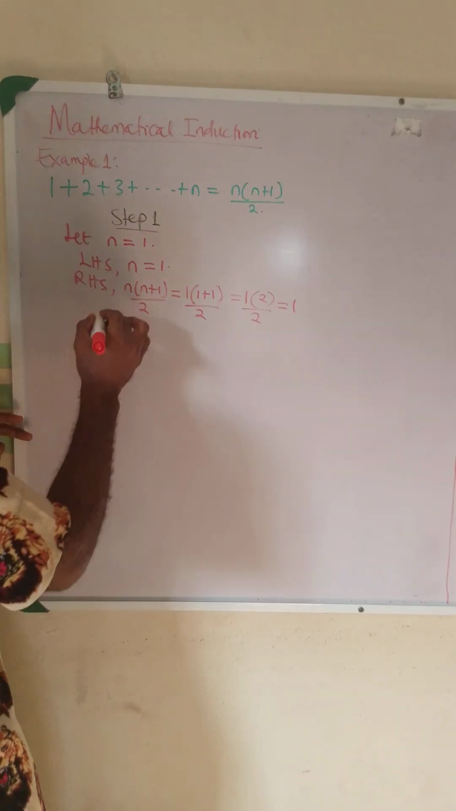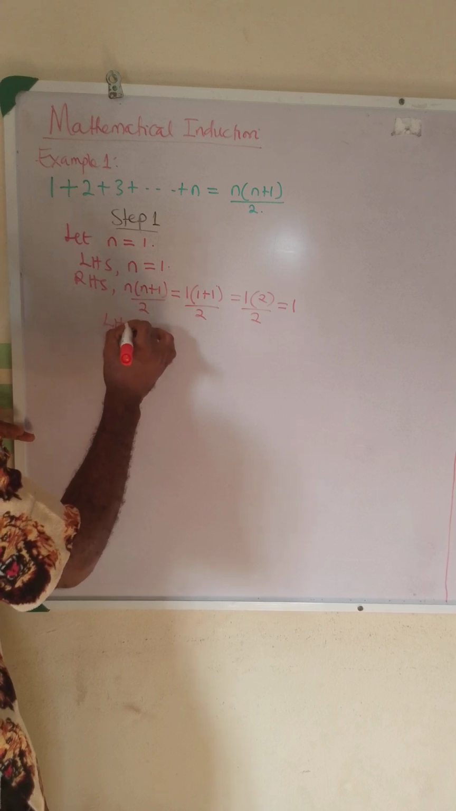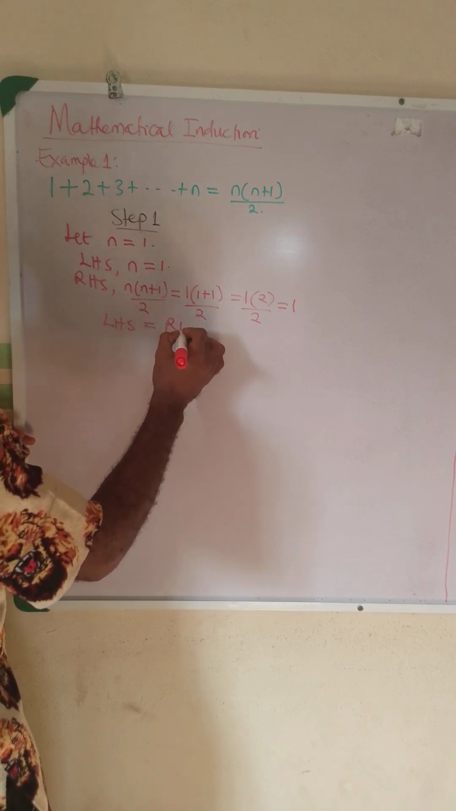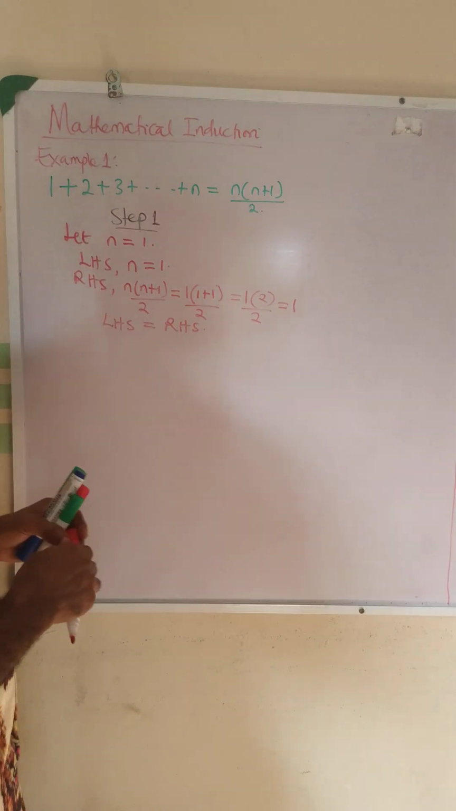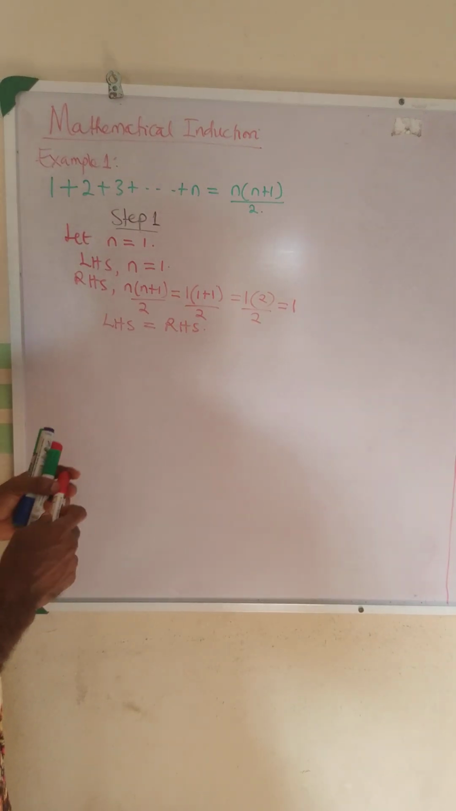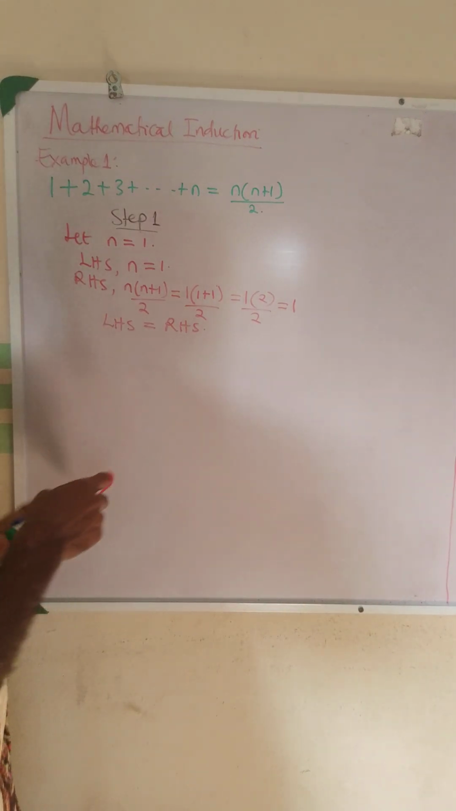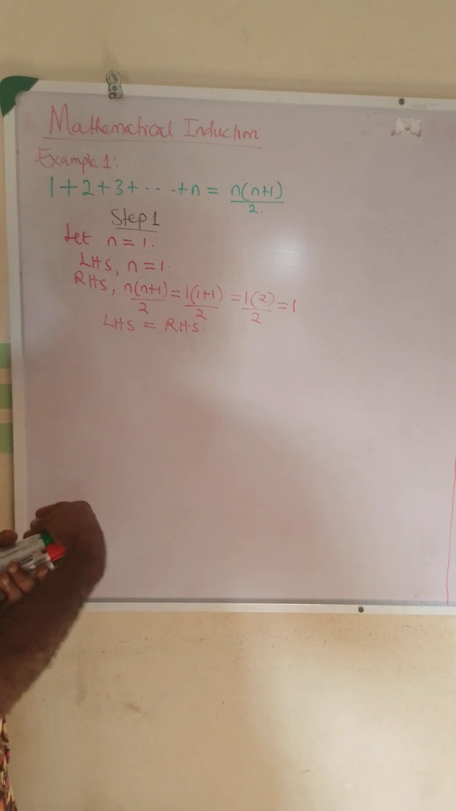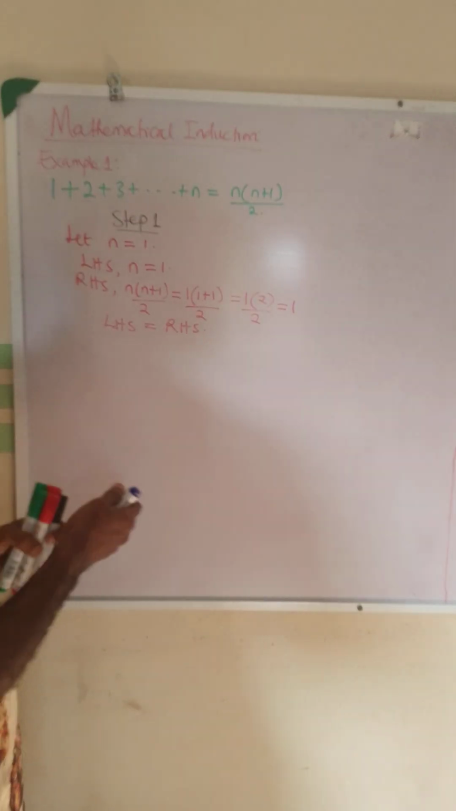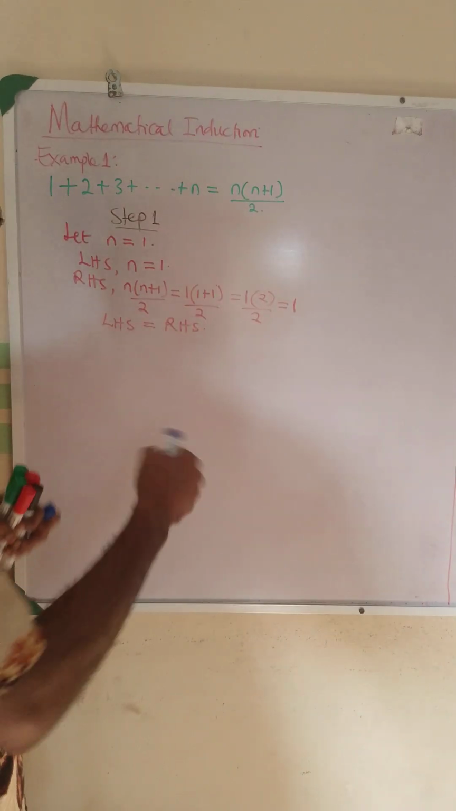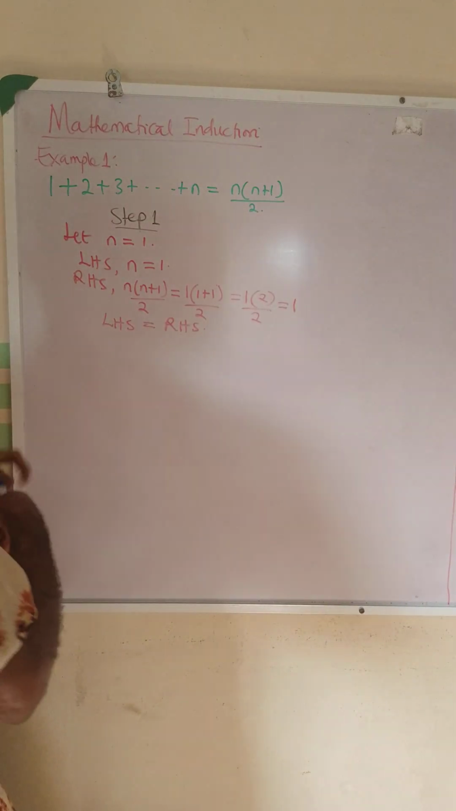So what we've seen now is that the left hand side, which is 1, is equal to the right hand side. By implication, if you also make n equal to 2, you realize that your left hand side will be equal to 2 and your right hand side will be equal to 2, because 2 is the second term of this series. So let's go to step 2.